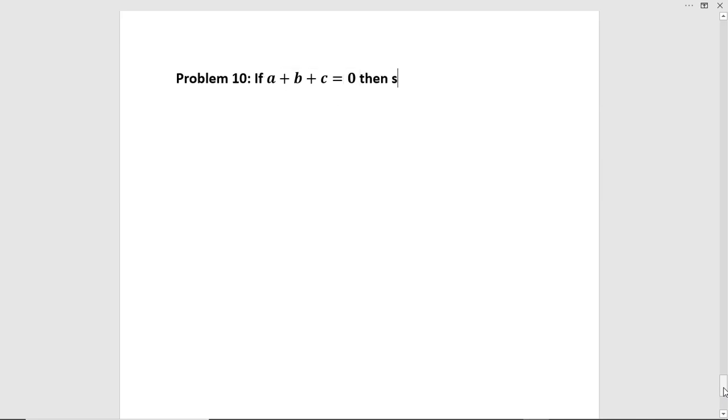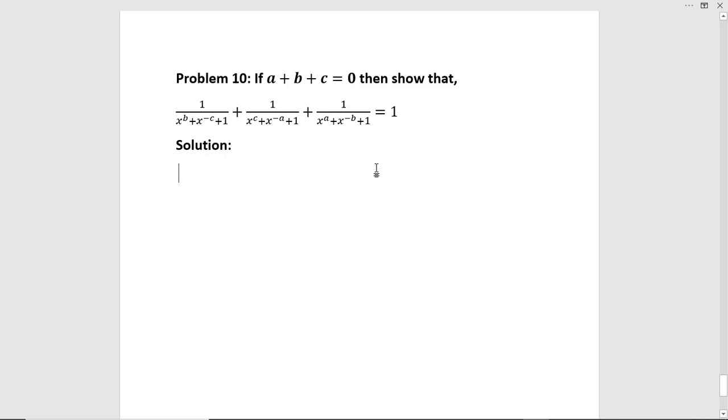Is equal to 0, then show that this. Now we have to take the left side and prove that the value of the left side is equal to 1. In this problem we cannot multiply directly by looking at it. We have to use some special technique.